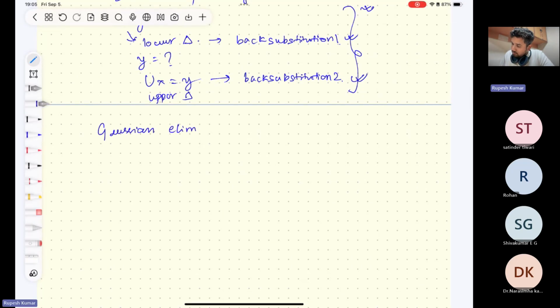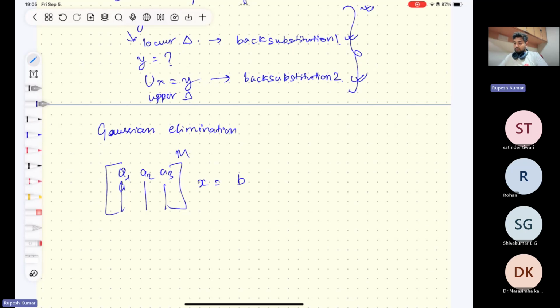Gaussian elimination. Now, what does Gaussian elimination say? Let's say you have a matrix M, with some entries A1, A2, A3, and Mx equals b. What you try to do is elementary row operations to get upper triangular form.